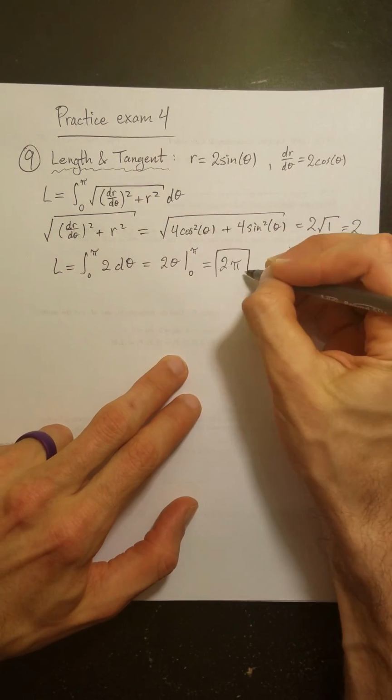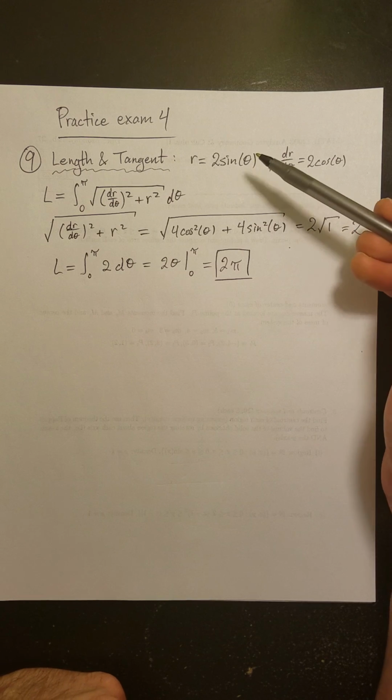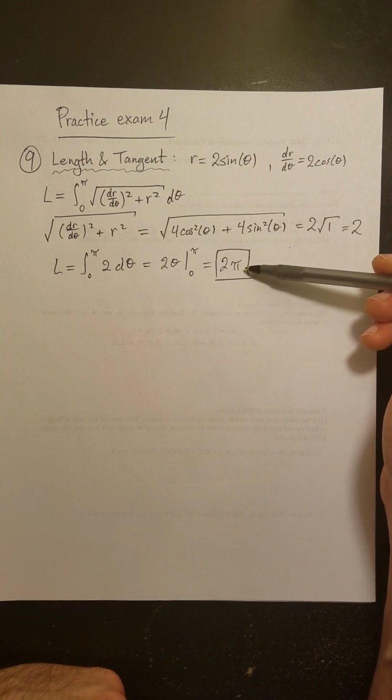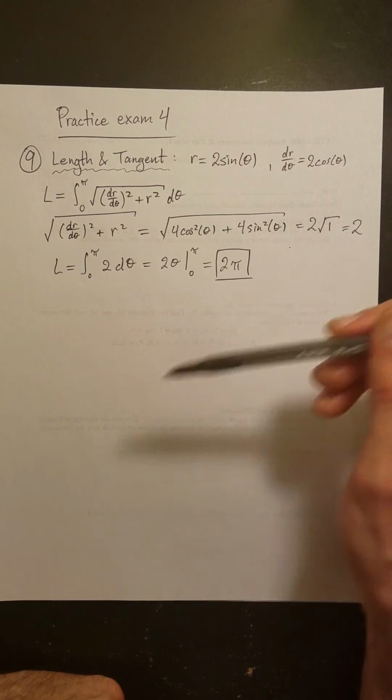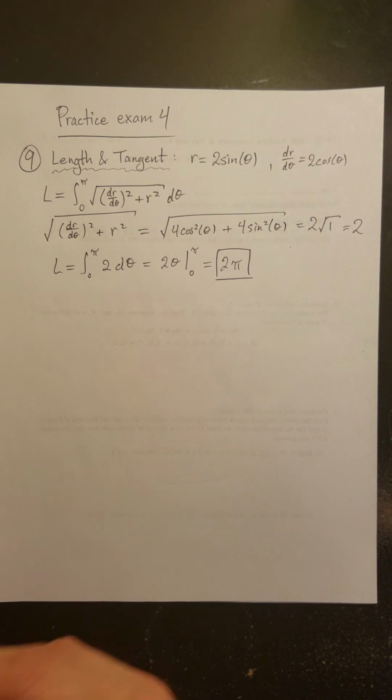Okay, so this is the length, and that makes sense because this circle has radius 1, like I mentioned earlier, and we know that a circle with radius 1 has circumference 2 pi, and that's exactly the length that we just found. So this is not a surprising result.